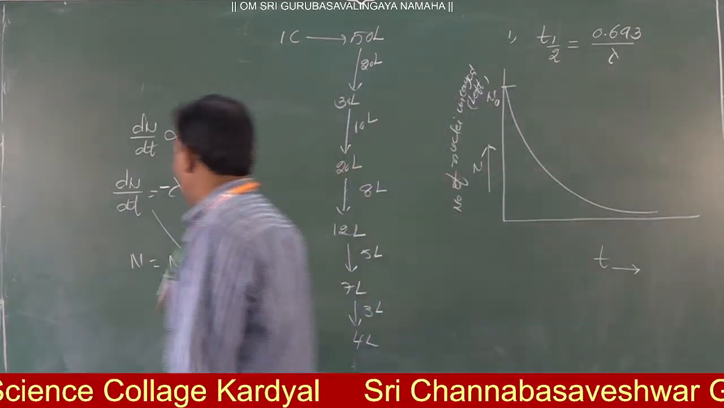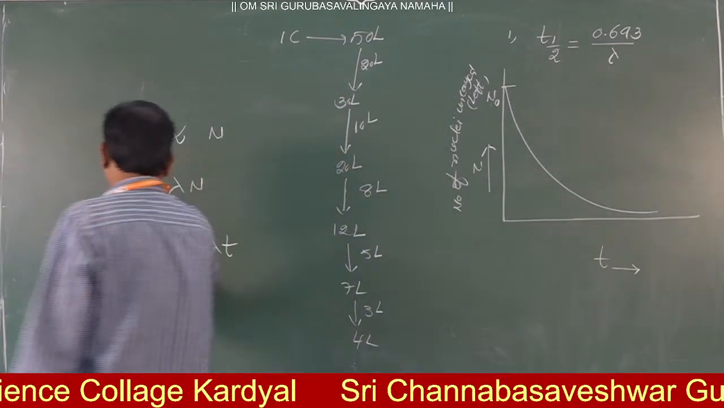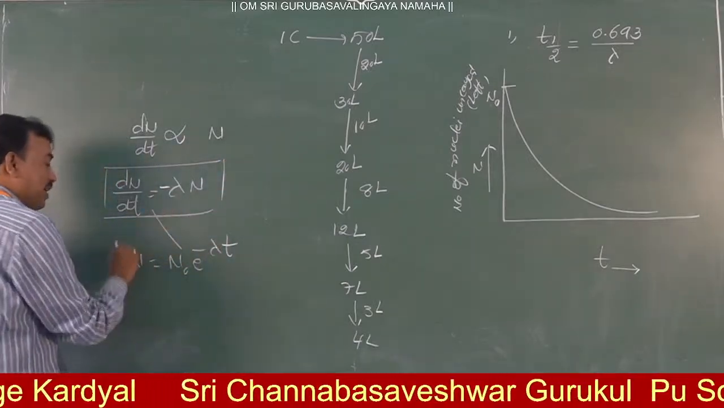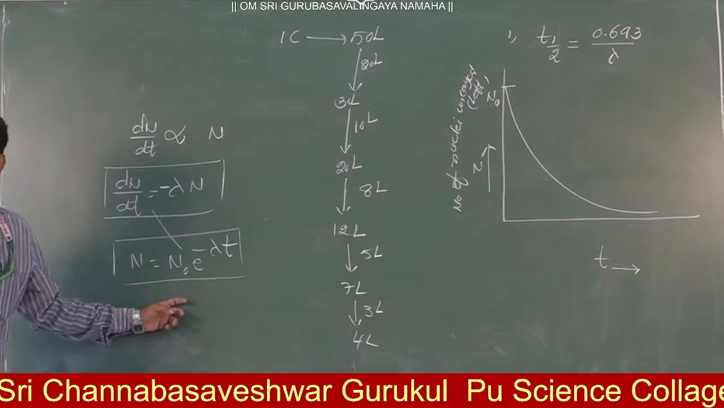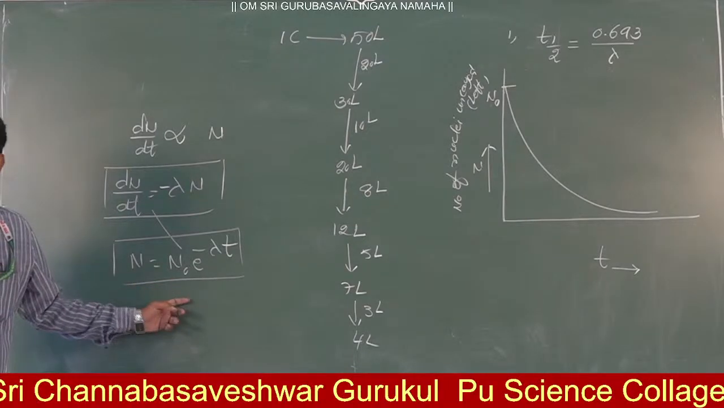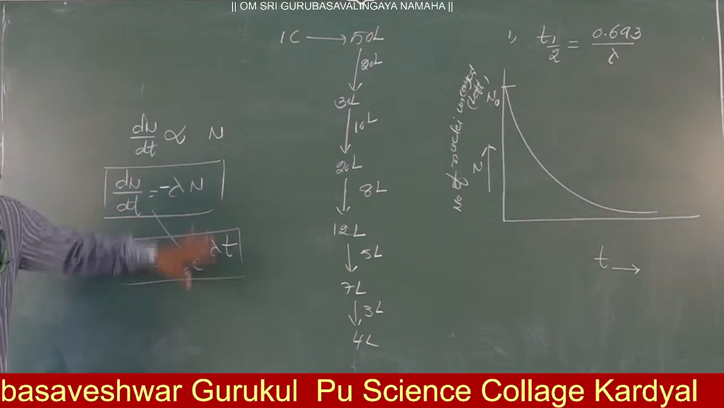So here are two equations. One is dN/dt = -λN. The final equation is N = N₀ e^(-λt). I derived this equation last week. Next, I also told you about half life. 1 second half life here.